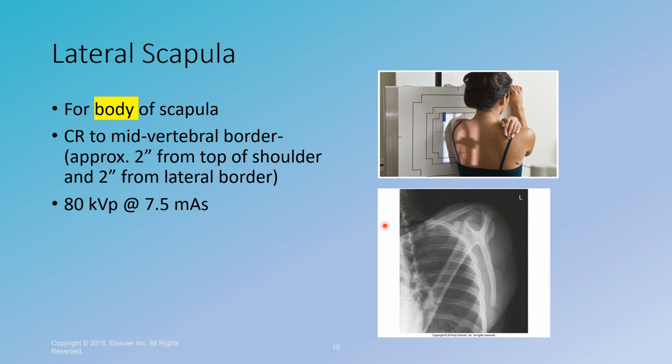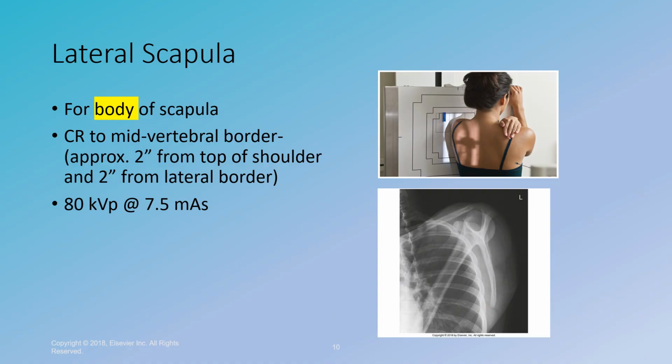You would place the central ray to the mid-vertebral border, which is about 2 inches down from the top of the shoulder and 2 inches in from the lateral border. You would use 80 at 7.5, just like we did for the Y lateral of the shoulder. And you can see that when you bring that arm across and hold the opposite shoulder, it actually pulls the body of the scapula free from superimposition, and you can visualize that and the radiologist can read that. Okay. You can see the humeral head up here. You can still make out the Y, but this demonstrates the body of the scapula.